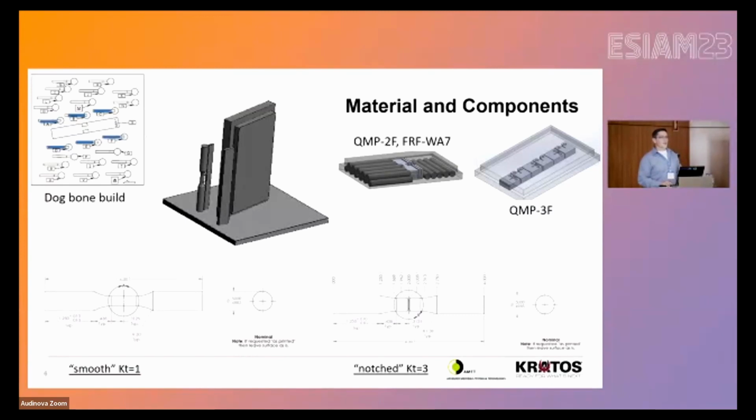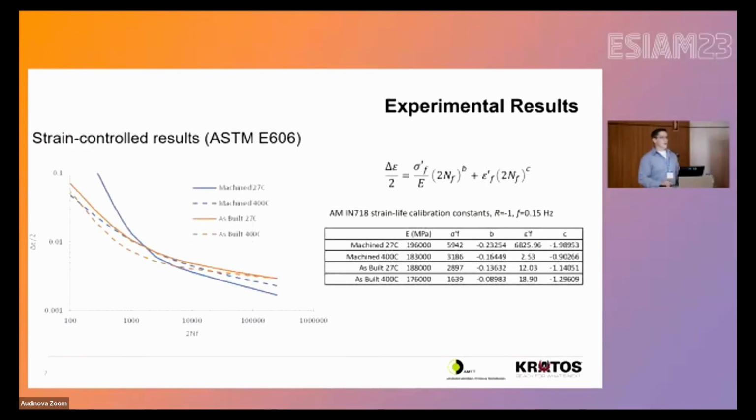From the flight components, we then sectioned them up to create test specimens. We had 70 test specimens total, dog bones total. In the dog bone build, we will be looking at as-built surfaces, smoothed and notched. In those pulled from the flight components, we'll be looking at, again, machined, smoothed, and notched. Ultimately, we will go over this at length at 4 p.m.